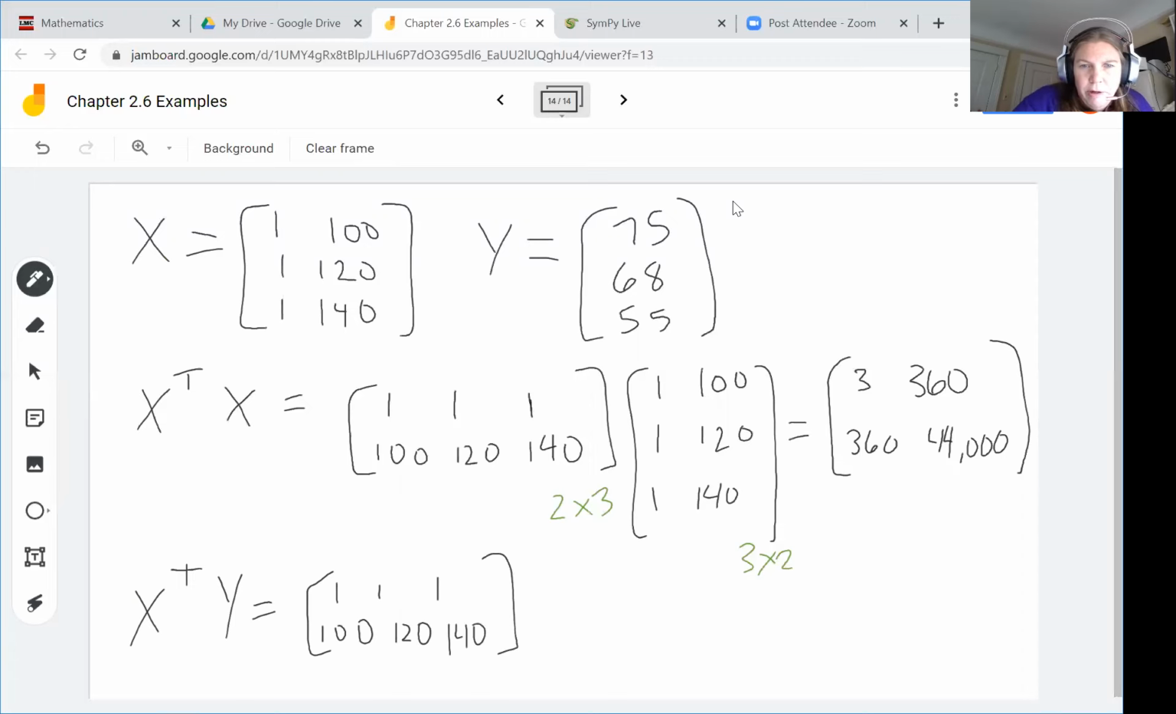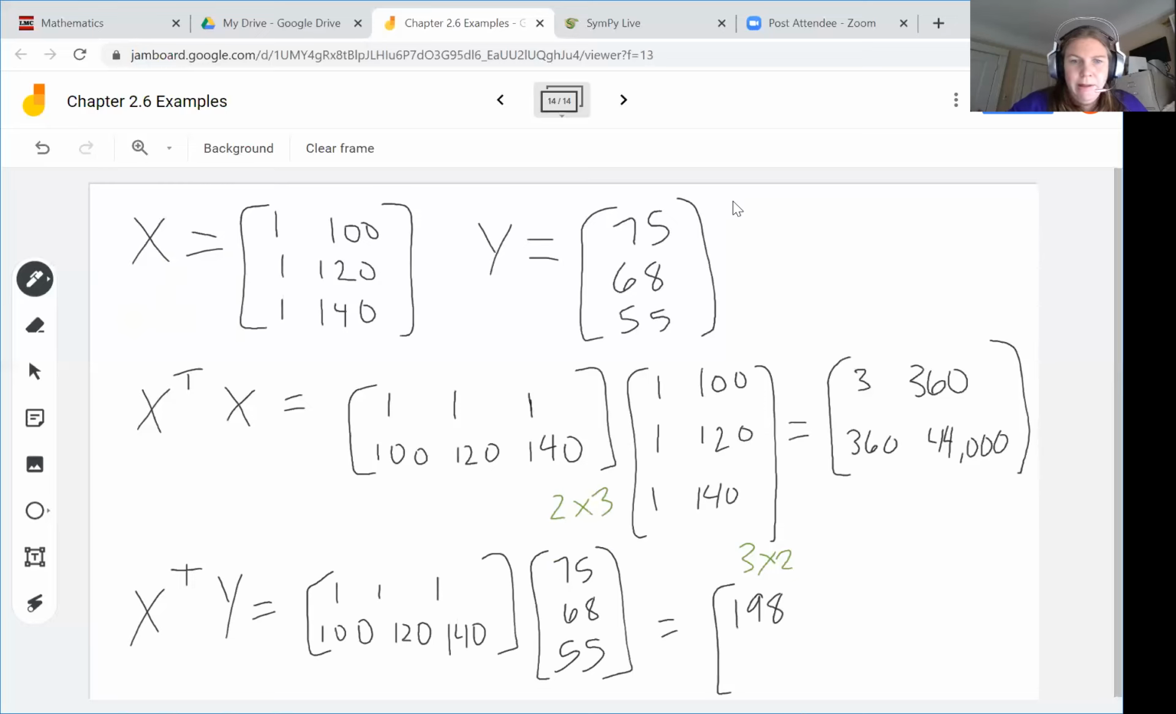All right, our next calculation is X transpose Y, which is going to be our X transpose here multiplied by our column vector Y, 75, 68, 55. And that works out to be 198 when we add the ones multiplied by the values. And then the second calculation works out to be 23,360 because we take the 100 times 75, 120 times 68, 140 times 55 and add all those up.